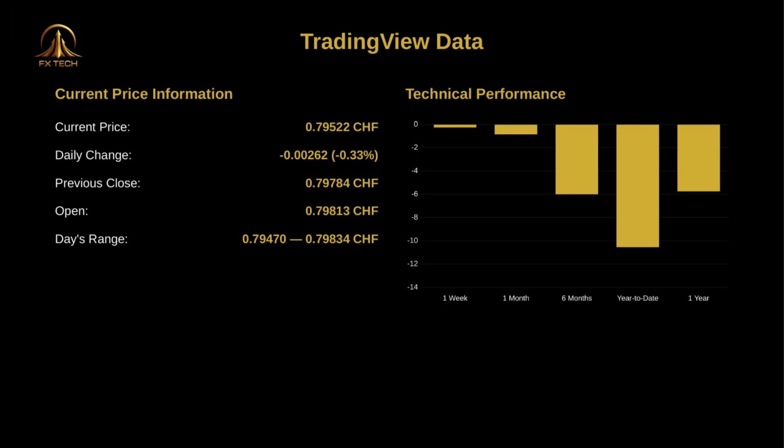As of October 4th, the pair is trading at 0.79522, showing a daily decline of 0.33%. The day's trading range was between 0.79470 and 0.79834. Looking at the broader performance, we can see consistent weakness across multiple timeframes, with a 0.37% decline over the past week, a 1.05% drop over the past month, and a significant 12.28% fall year-to-date. This persistent downtrend suggests continued bearish pressure on the pair.